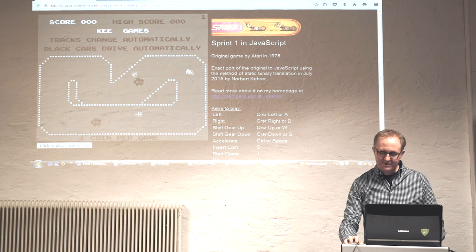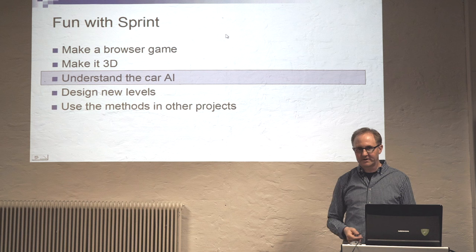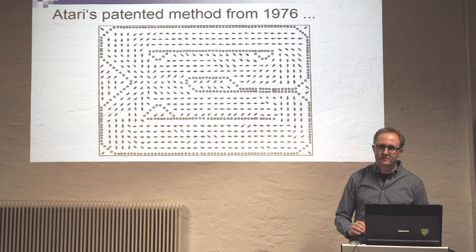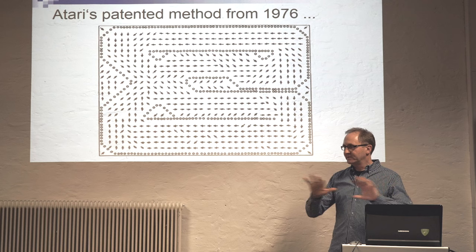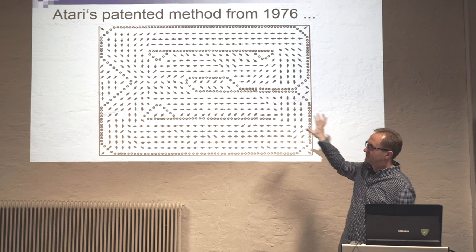Normally, you would have to disassemble to understand such a game. You disassemble it and have to understand the machine language, what these programmers did there. But in the case of that game, it was particularly easy because the company Atari patented this game. They gave a patent application with the full description of the algorithm they used to make this automatic car move. So it's a patented method from 1976. And the first figure in the patent application is that one.